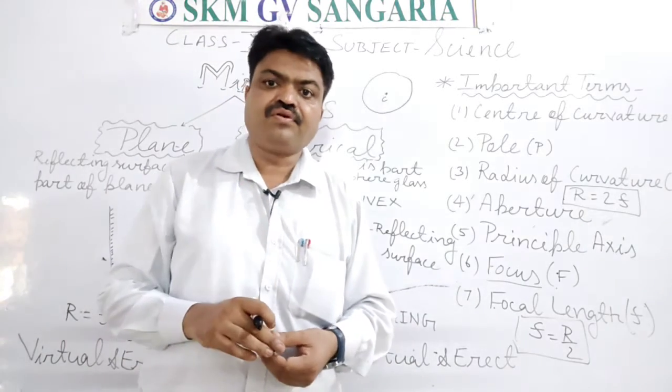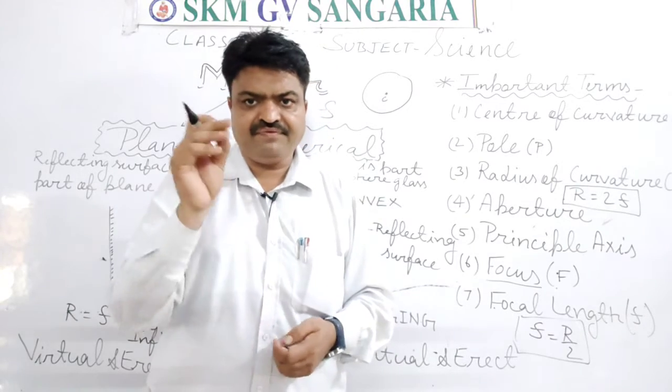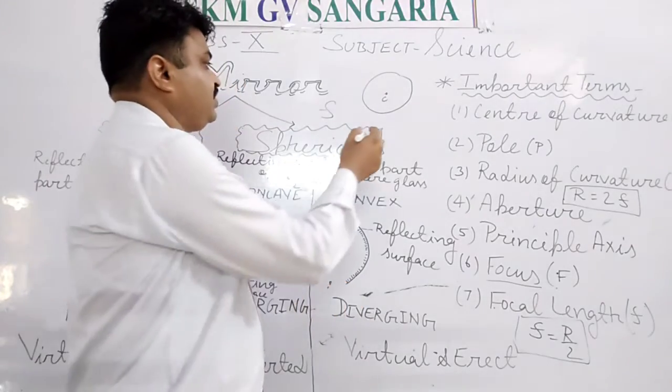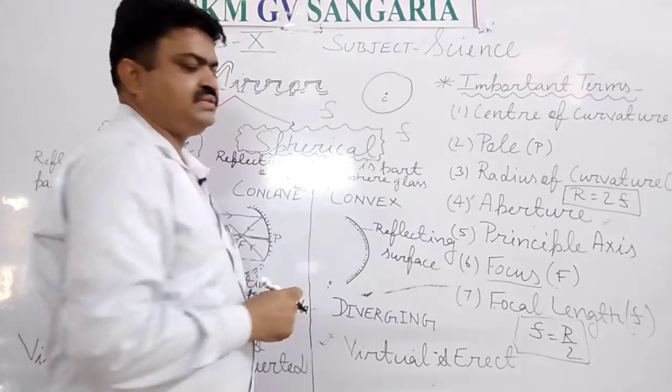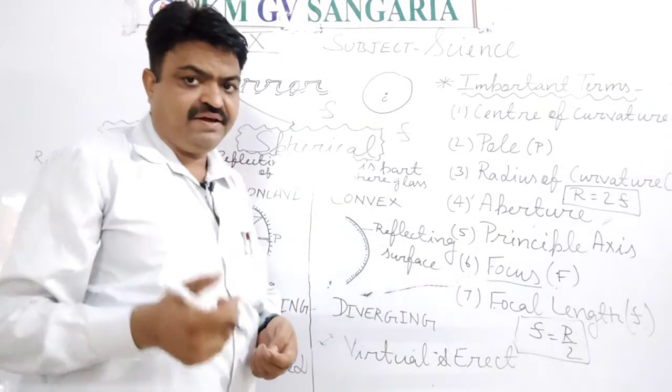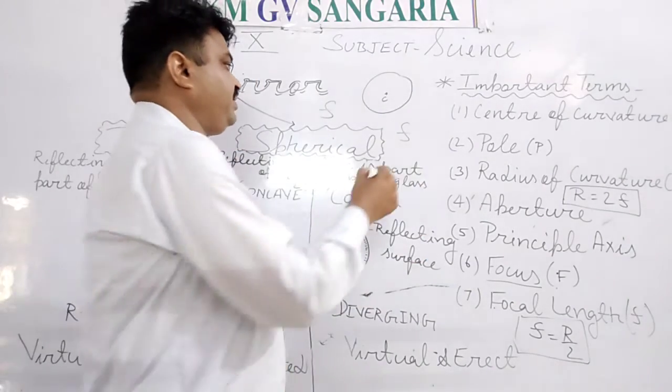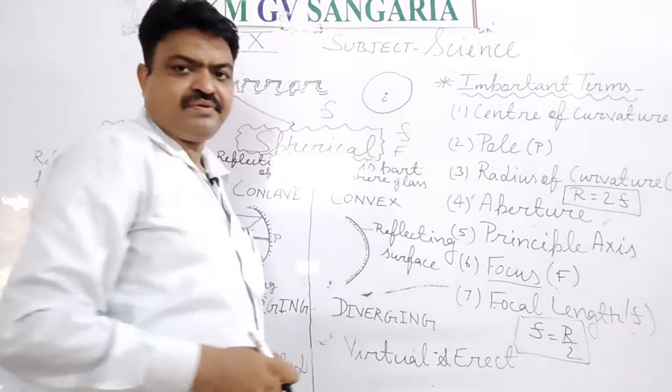Small f is used for the focal length, and capital F is used for the principal focus.